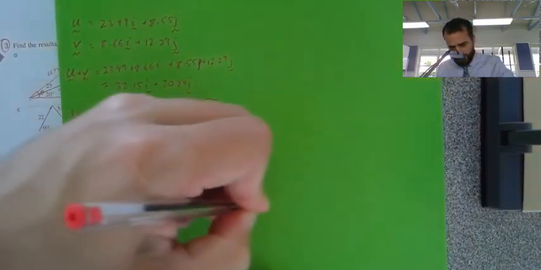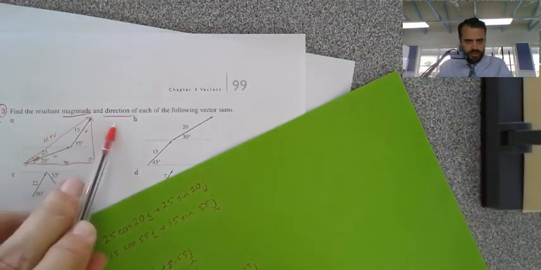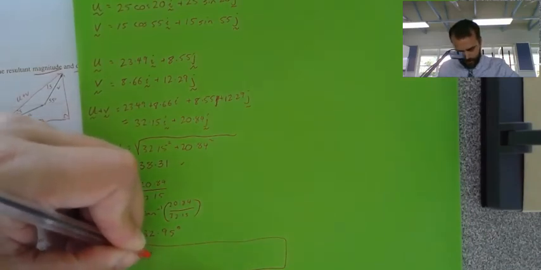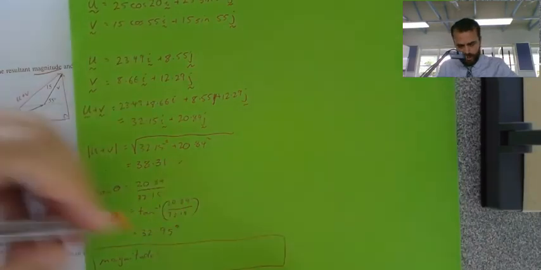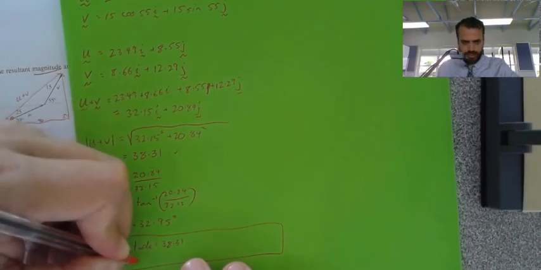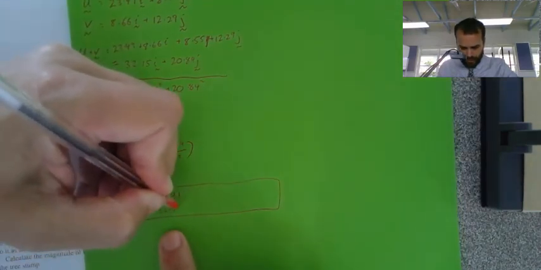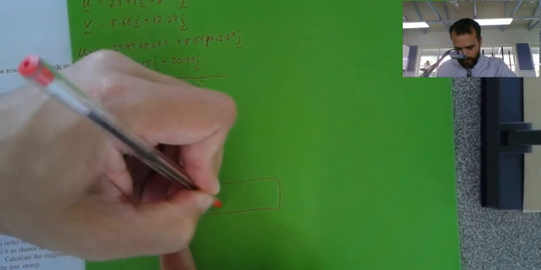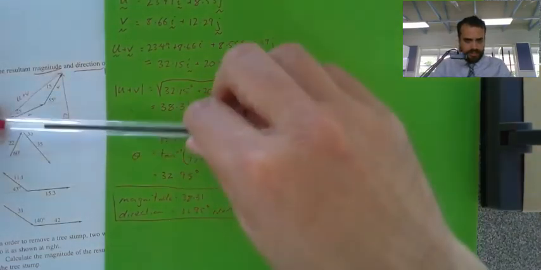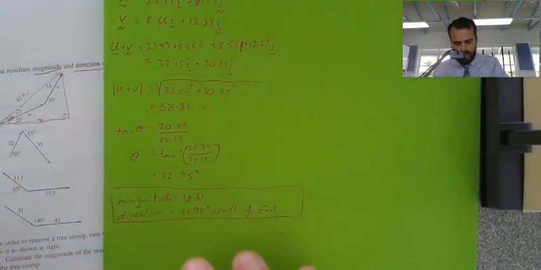So the way to give your final answer here, it says, where are we? Find the resultant magnitude and direction of each of the following. So magnitude equals 38.31, and direction, your textbook does this a little bit funny, and I think it's alright. It says 32.95 degrees north of east. Okay, so that just means start at east and then move 32.95 degrees north of that. So you'll need to think carefully about how you give those.